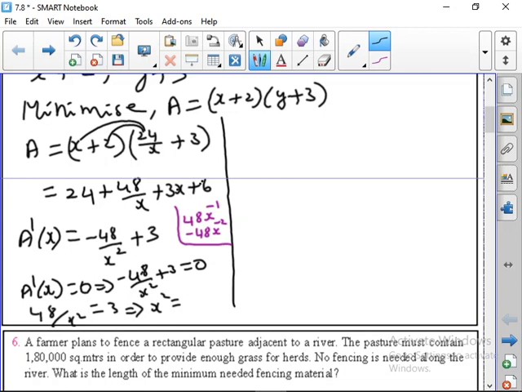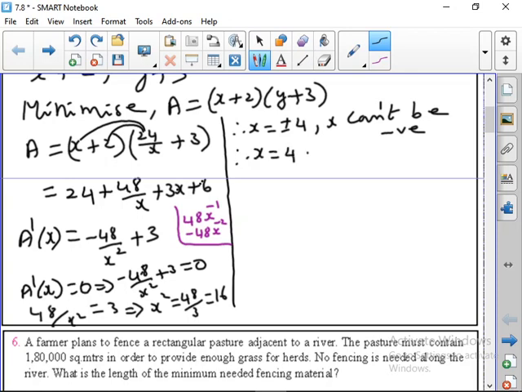X square is equal to 48 by 3. So what is 48 by 3? 16. X square is equal to 16. Okay, so what is x? Therefore x is equal to plus or minus 4. But here it is length and breadth, so x cannot be negative. Therefore, x is equal to 4.